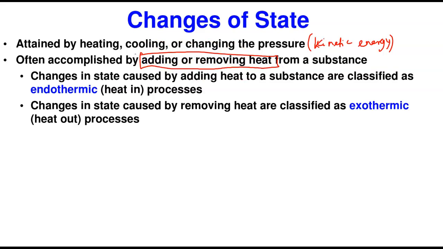Now, the change of state that is caused by addition of heat, if you're going to add the heat to a substance and facilitate the change of state, that kind of process is said to be an endothermic process. And in an endothermic process, matter is changing from a low energy state to a high energy state. What do I mean? A good example is this. If matter is going from, let's say, a liquid to gas, it is going from liquid, which is low energy, to gas, which is high energy.